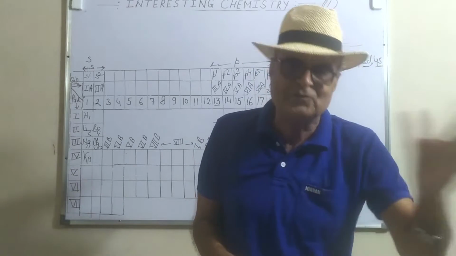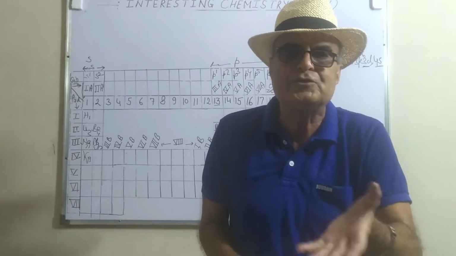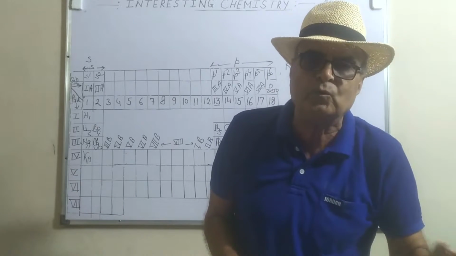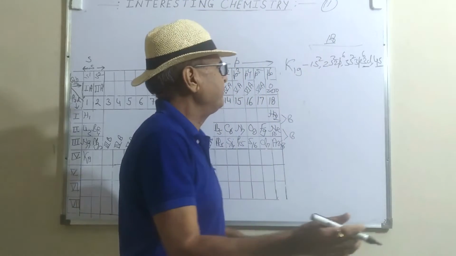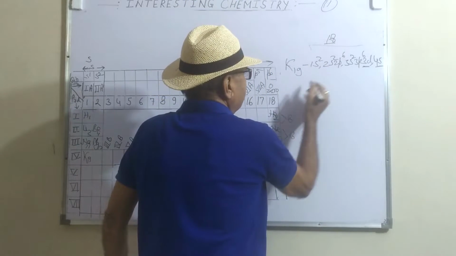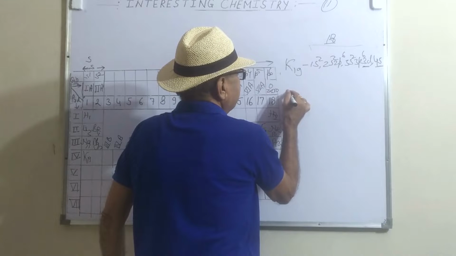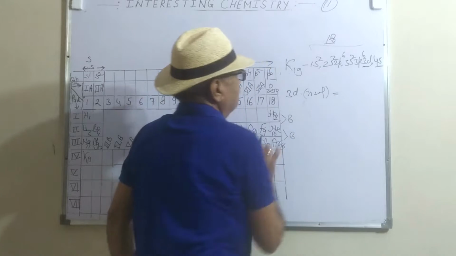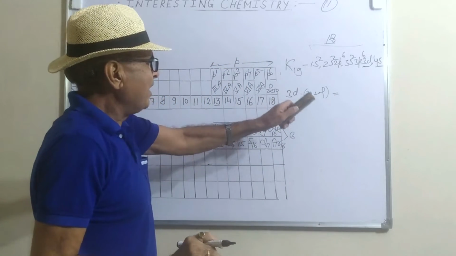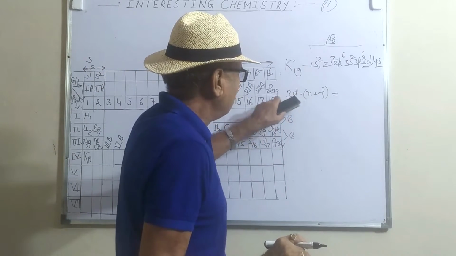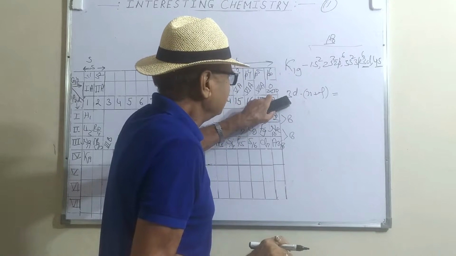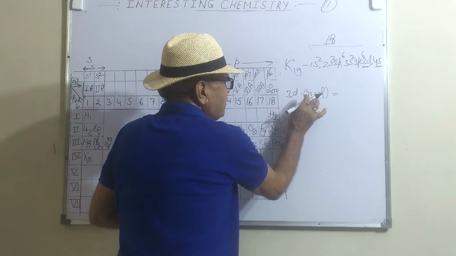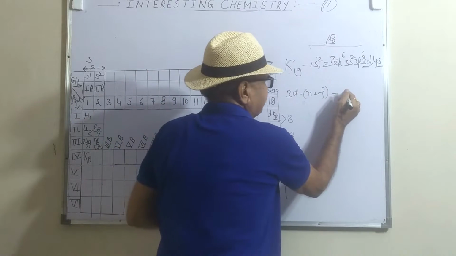So please go to that video, the Aufbau principle, in which you will find the n plus l rule. But now briefly I am telling you the value. I am finding the value of n plus l for 3d. This 3 denotes the principal quantum number n. So here the value of n for 3d is 3.